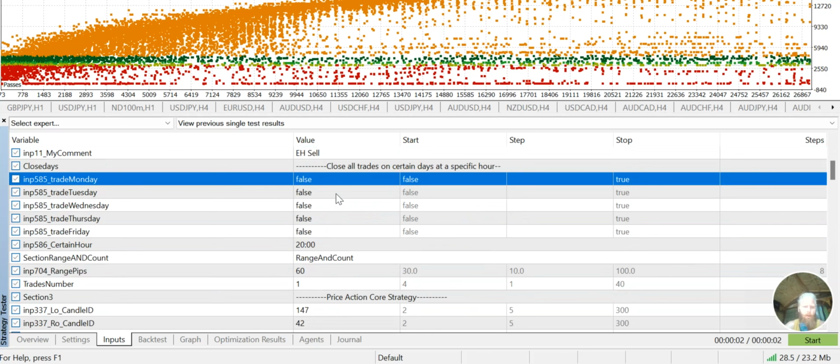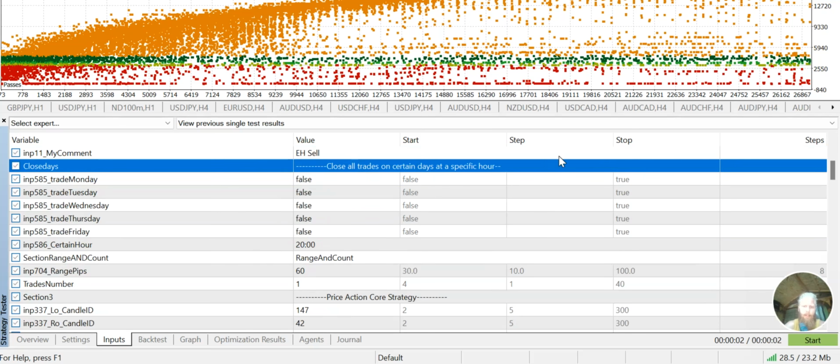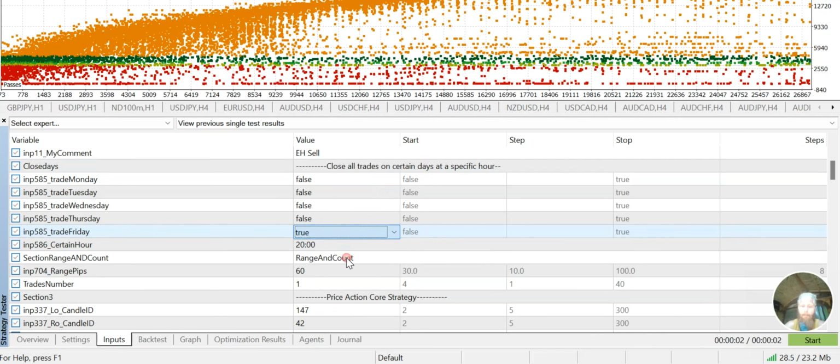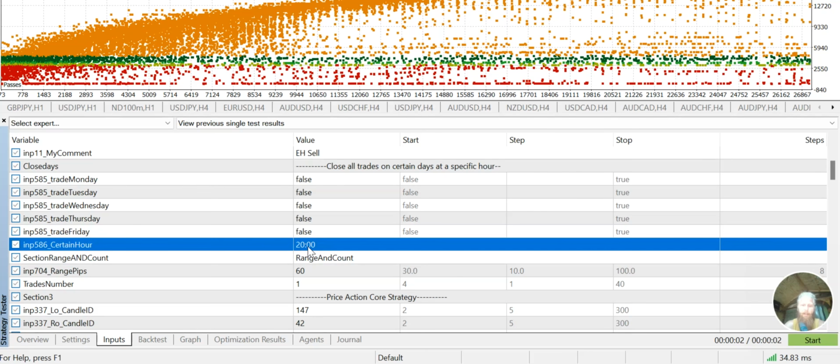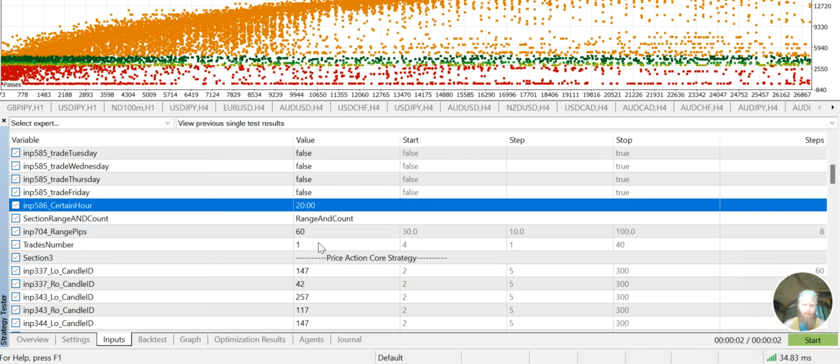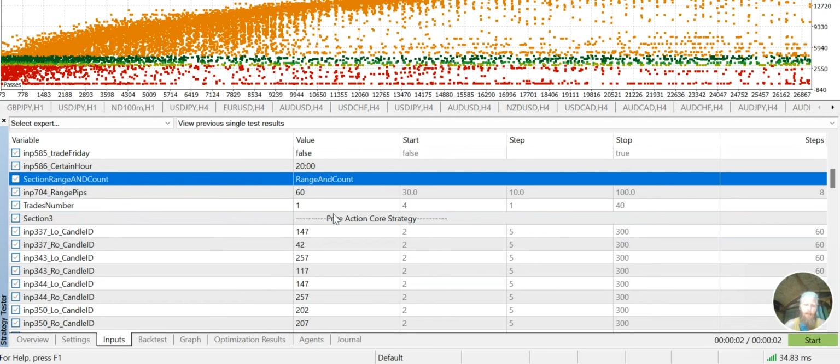Then you can use this parameter, with which you can tell the EA on certain days if you want to close your trades, for example, on Fridays, just set it to true, set a specific time, and then the EA is going to close all your trades on Fridays at, for example, 8 p.m. Pretty simple but effective, and I am using this for quite a while now. It's working great.